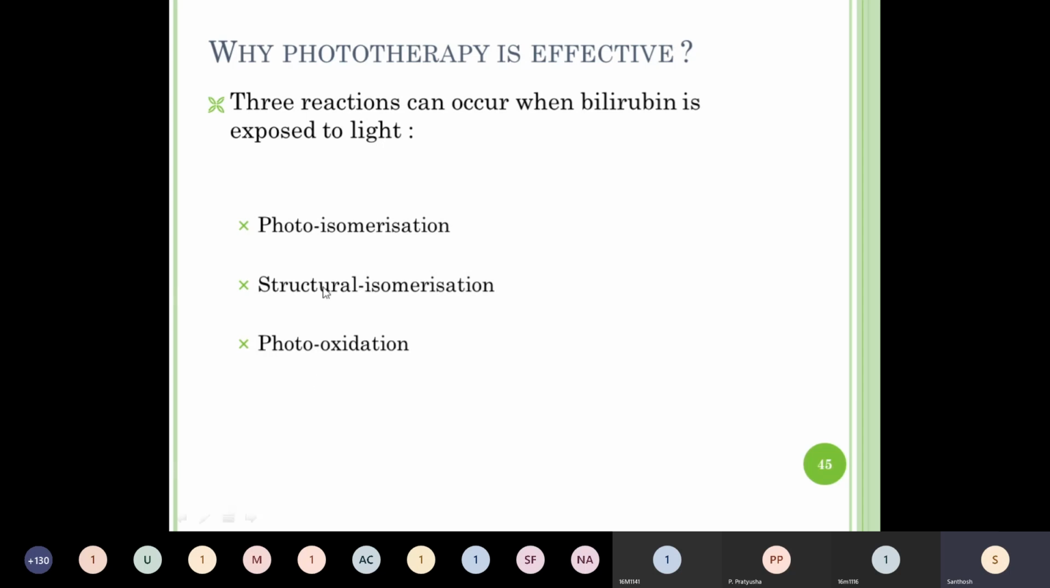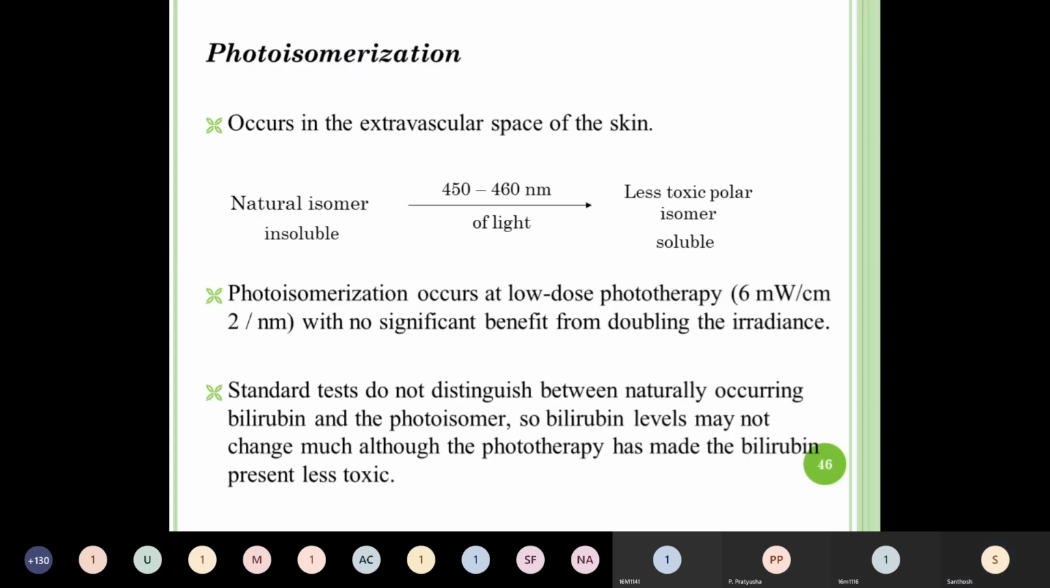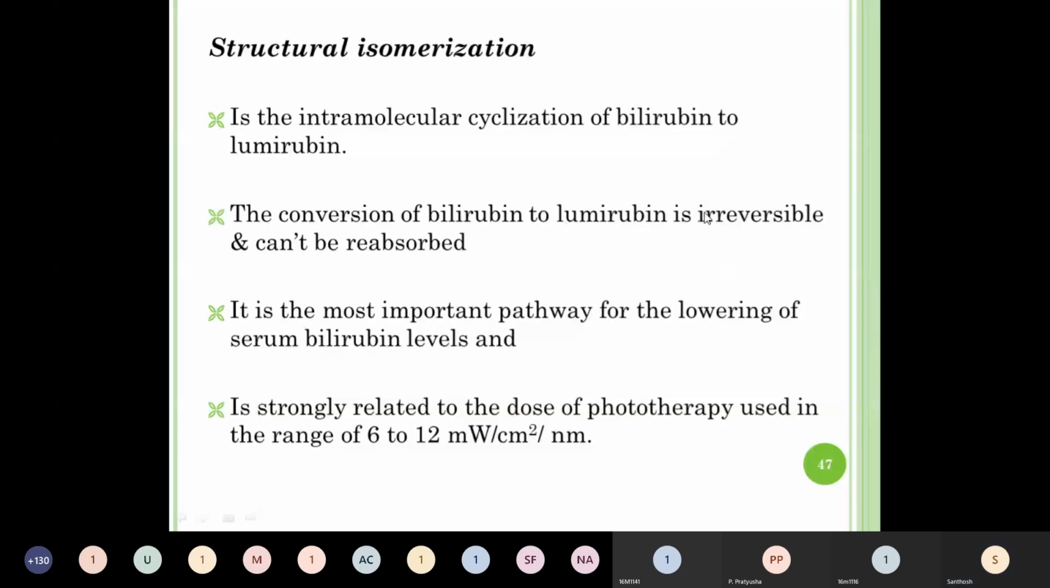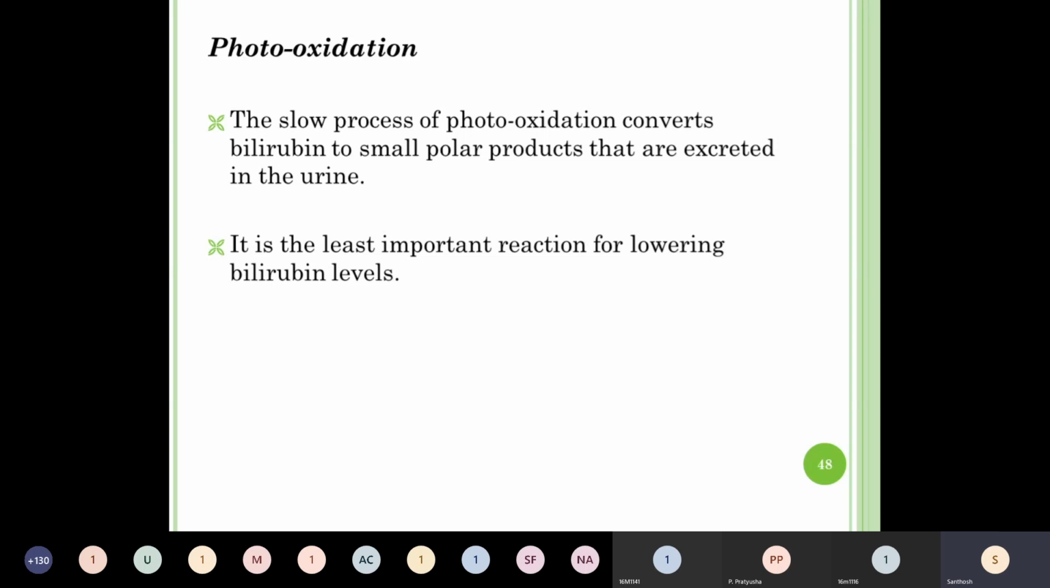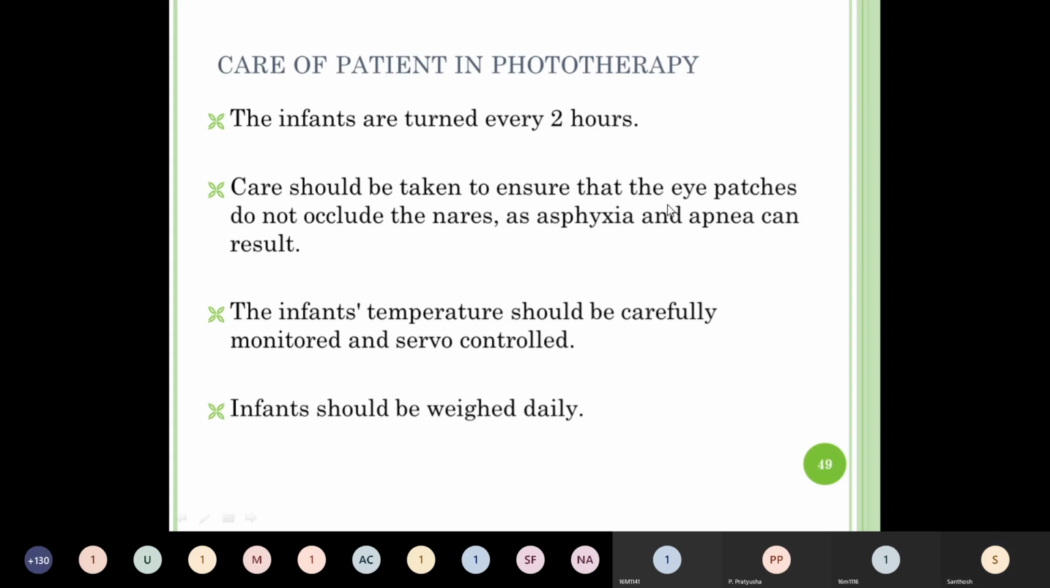So the main thing is structural isomerization, where the bilirubin is converted into lumirubin. This process is irreversible. Then photoisomerization, where the 15Z is converted into the 15E isomer. And the final, third one is photooxidation, the least important reaction for lowering the bilirubin levels.